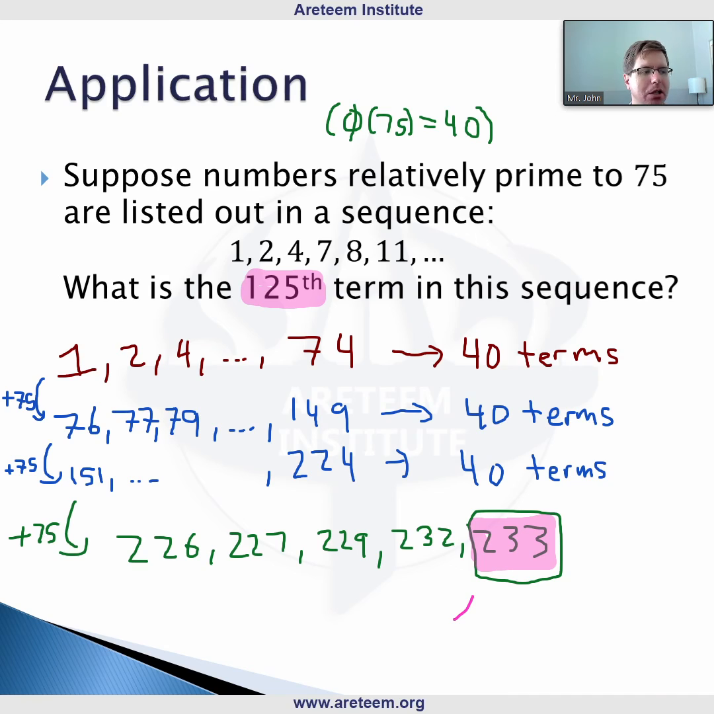Just a little summary of this number really quick. Remember, the shorthand way is that this number is 8, the 5th term in our sequence, plus 3 times 75. Because we know 40 terms occur every 75 numbers, we're shifting up 3 times and then getting our 5th term in the sequence.